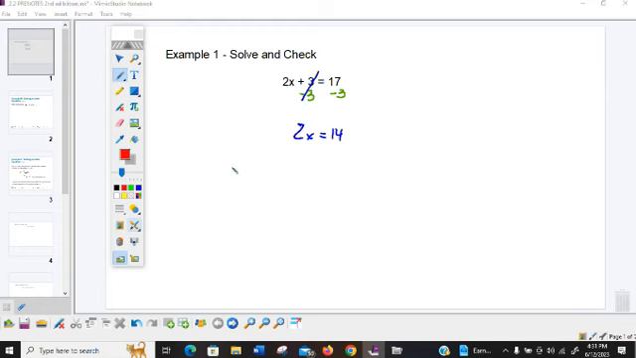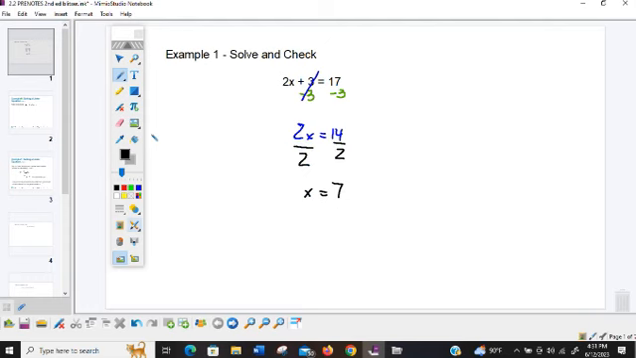Now we need to move the 2. We want to get that letter all by itself. So to get rid of the 2, if they multiply by 2, we do the opposite. The inverse is divide by 2. Okay, 2 divided by 2 is 1, so we end up with x equals 14 divided by 2 is 7.